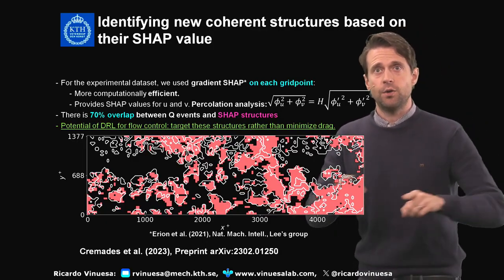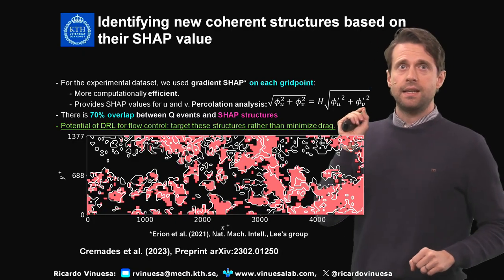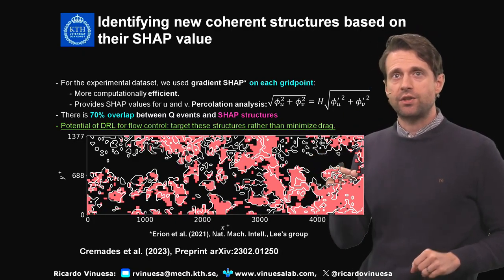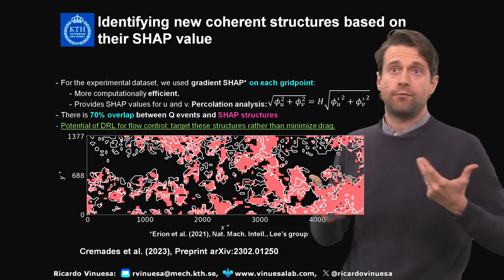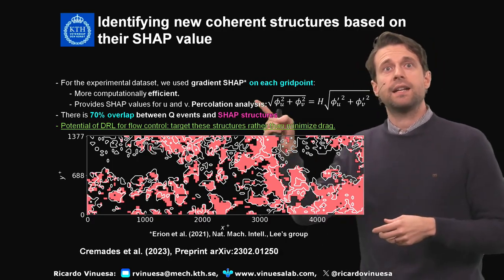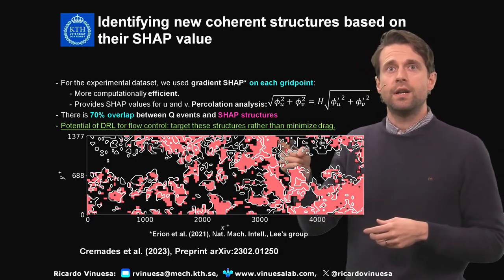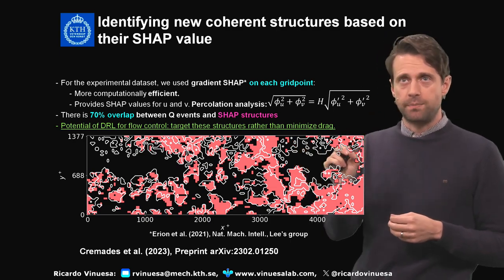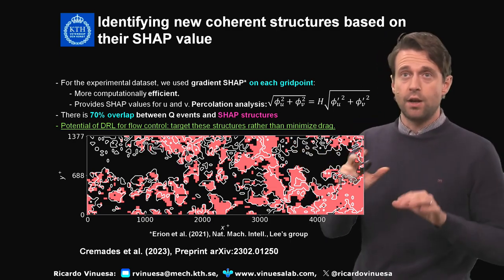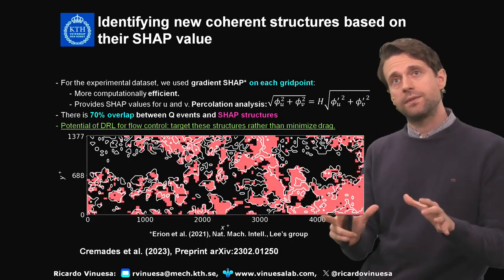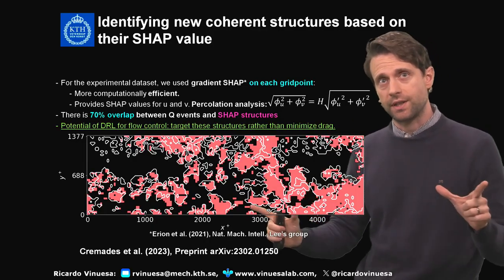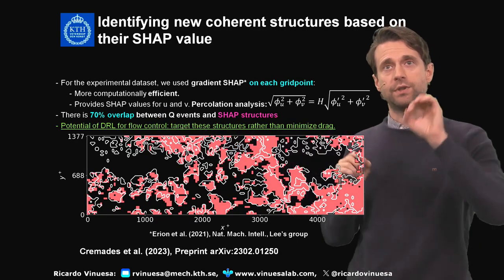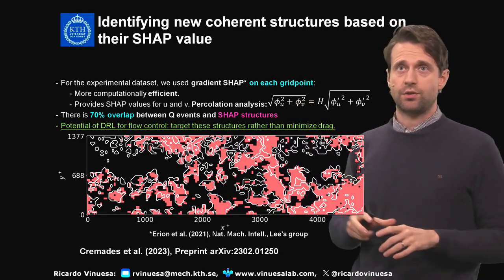In this figure below that you can see, in white, I'm showing you the Q events, so the instantaneous extractors that come from the Reynolds shear stress assumption. And in this kind of pink color, what I'm showing you is the extractors based on the SHAP, based on the importance, completely objectively defined through importance. The key is that I have a 70% overlap between the Q events and the SHAP extractors.